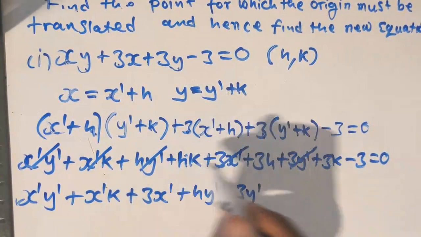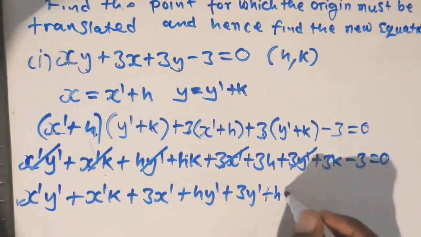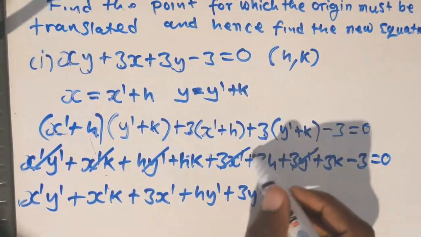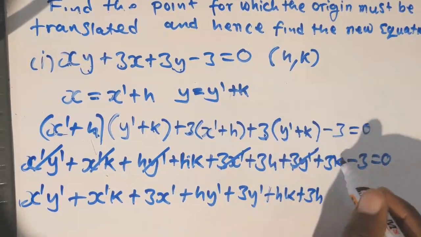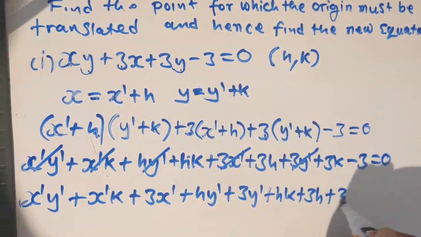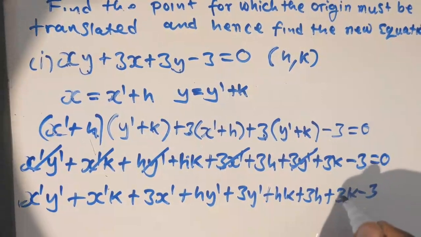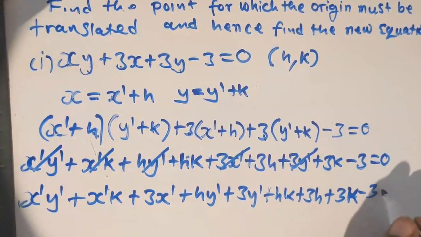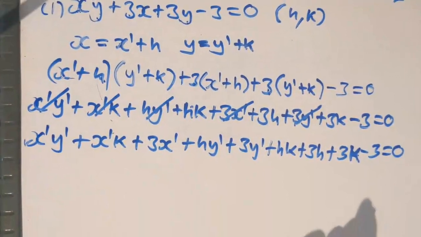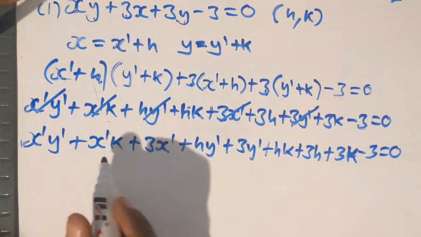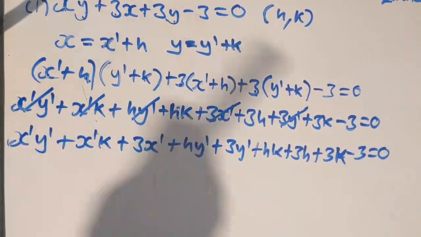So what you do, you just copy them the way they are. So this one is positive hk, right? You come, this one is positive 3h, you go, this one is positive 3k minus 3. Okay, 3k minus what? 3 is equal to 0. That is how it is there. So now what you do next is to factorize those with x prime and those with what? Y prime. How do you factorize?